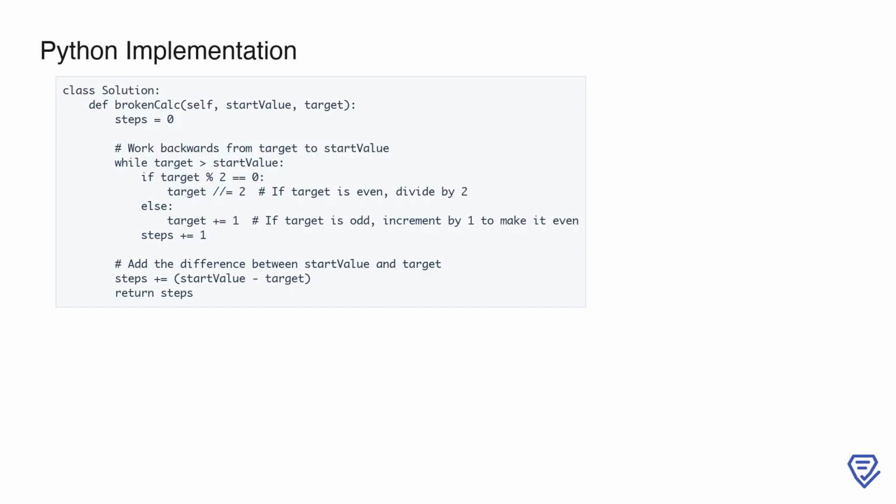This approach is efficient because it avoids unnecessary calculations and directly minimizes the number of operations required. The time complexity is logarithmic in relation to the target value, as each halving step reduces the target significantly. The solution is optimal and handles edge cases, such as when the target is already less than or equal to the start value, seamlessly by adding the difference directly to the step count.